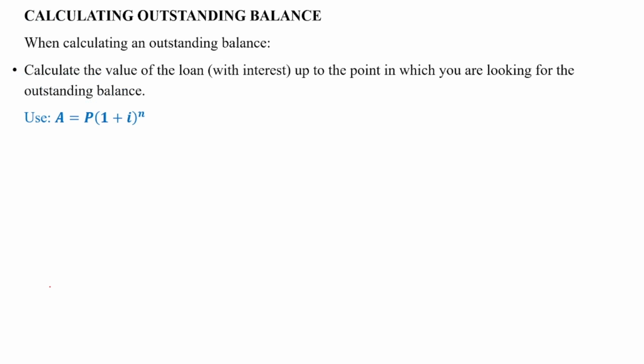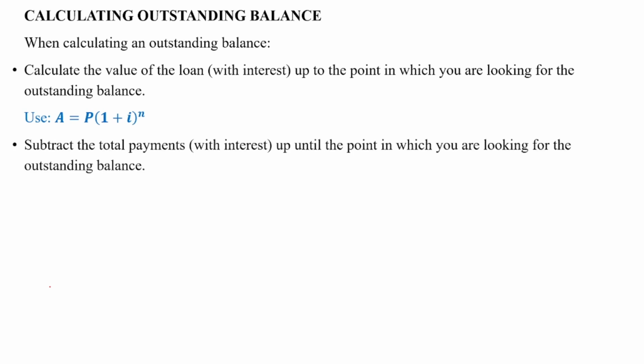We can use this formula to find the accumulated amount of the loan. And then from that accumulated amount of the loan, subtract the total payments. Okay, there are payments that you have already done, and you want to calculate the outstanding balance after you've made some payments. So subtract the total payments with interest. So how do you do that? You use the future value formula. So basically, what we're doing here was subtracting this from this.